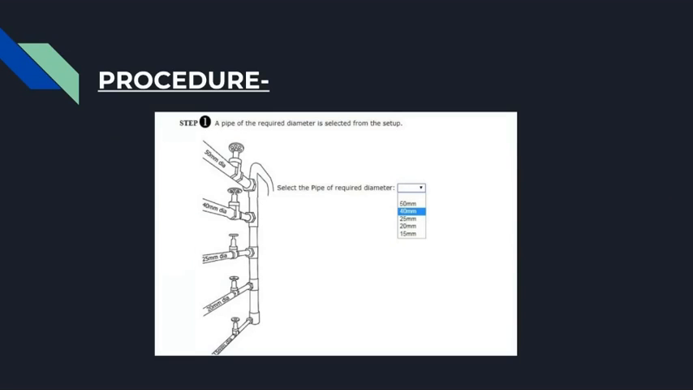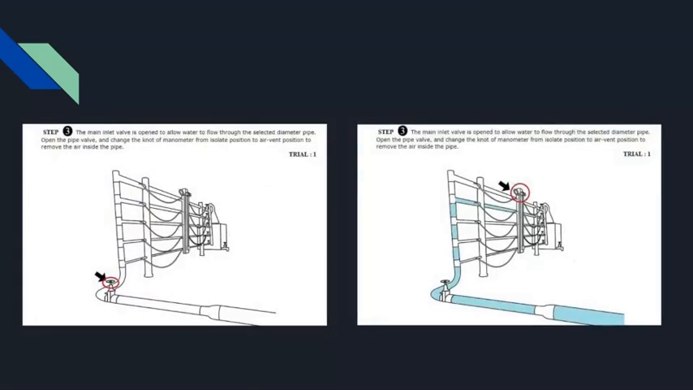Now let's see how this experiment is to be proceeded. First of all, a pipe is selected of required diameter. The range of the diameter can be 50 mm, 40 mm, 25 mm, 20 mm or 15 mm. The pipes which are not selected must be closed so as to prevent any type of error or fluid loss. Now, the main inlet valve is opened so that the water can flow through the selected diameter pipe.